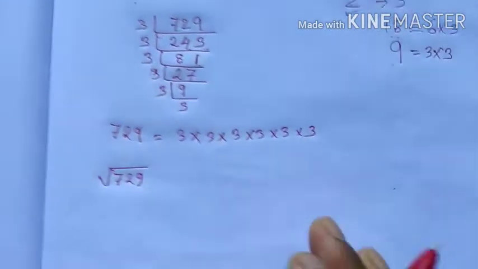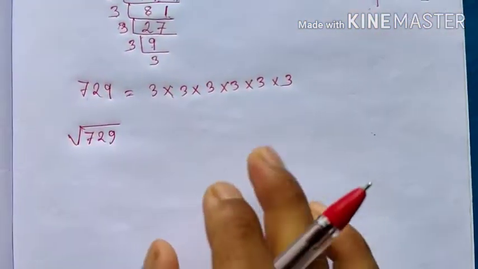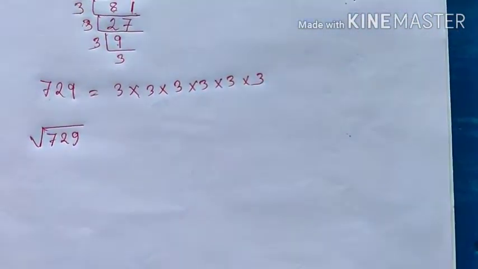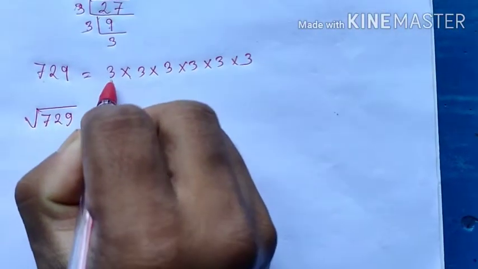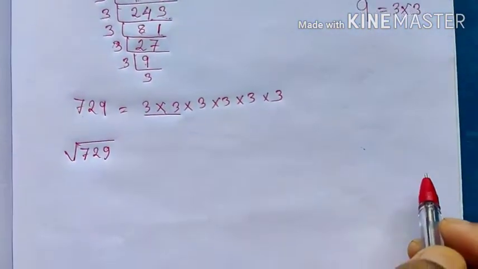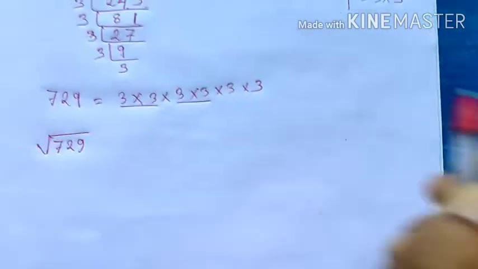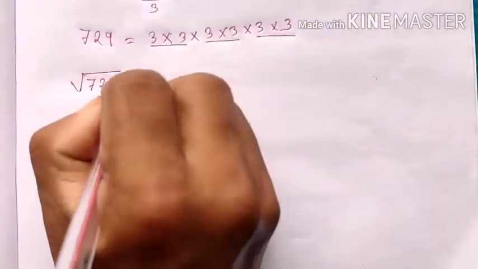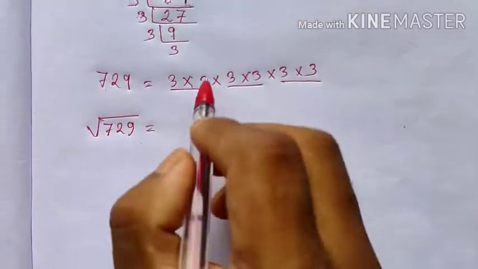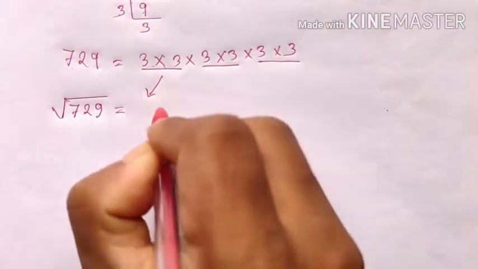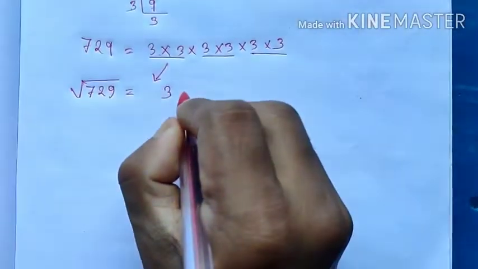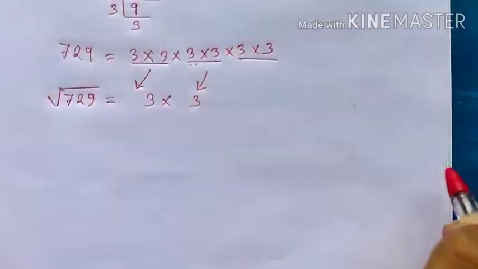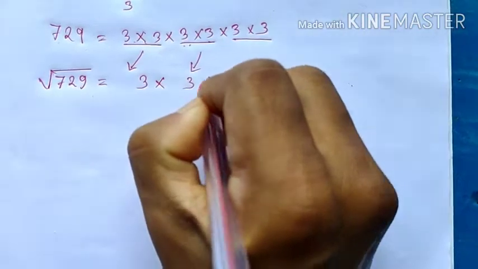So in this fashion, let us now hook up these numbers in pairs, and the paired numbers must be equal. If I look at the first pair, 3 into 3, they are equal, so this forms a pair. Again 3 into 3 will form a pair, and again this 3 into 3 will also form a pair. So when we take the square root of 729, from this pair one 3 will come here. Now give the multiplication symbol, and again from this pair one 3 will come here, and again from the last pair one 3 will come here.